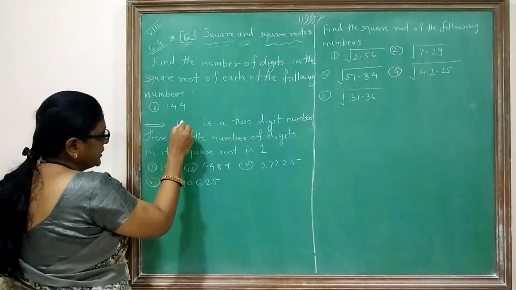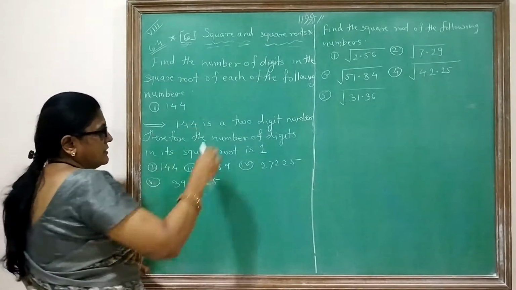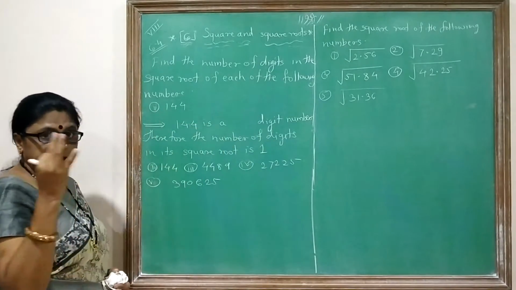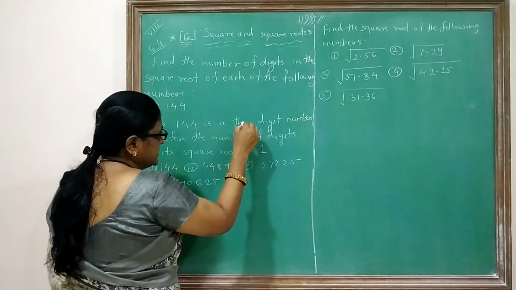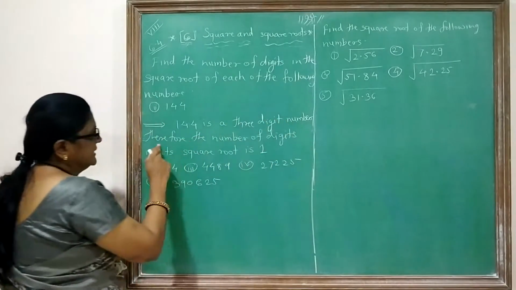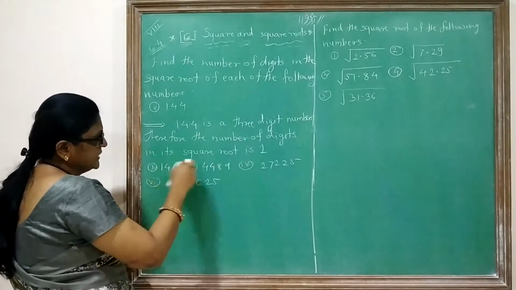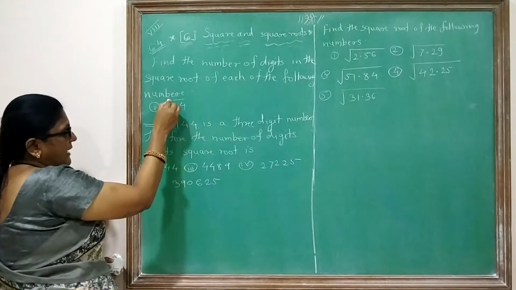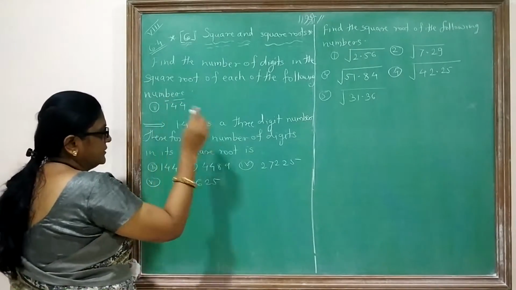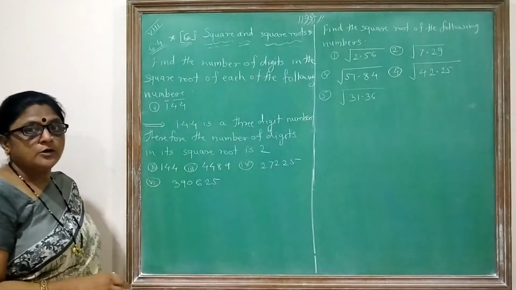This 144 is how many digit number? It is a 3-digit number, and therefore for the number of digits in its square root, make a pair, that is 2 and 1, that is 1 and 2, which means its square root has 2 digits.